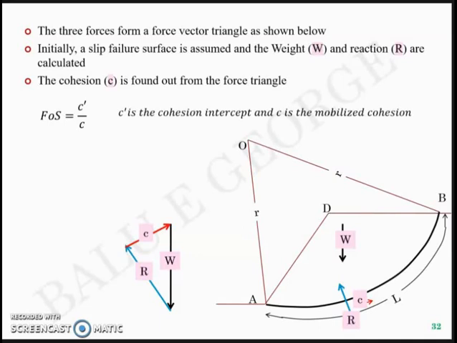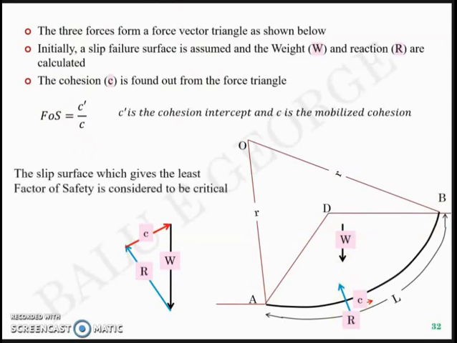Now, just like the previous examples of the Swedish circle method and phi zero analysis, this is just one iteration that we do up till this line. The next thing that you do is to take a different geometry, ADB dash or ADBB dash likewise, and do the iteration again and again till you get the least factor of safety value. The slip surface which gives the least factor of safety value is considered to be critical.